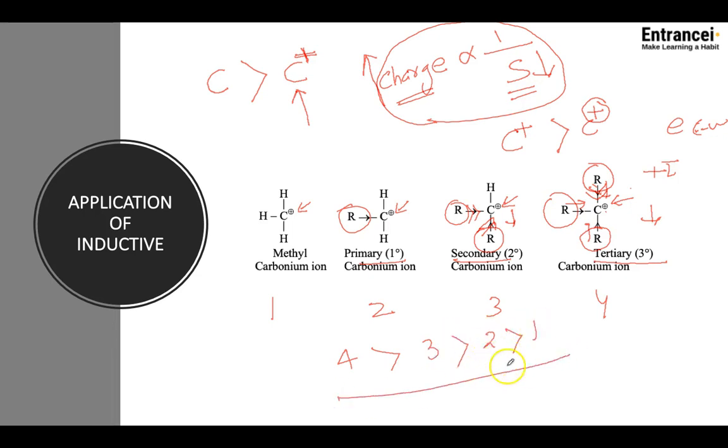Why? Because charge, as I have written, is inversely proportional to stability. So, highest charge in the first position, because there is no alkyl group attached to the carbocation which donates electrons and decreases the positive charge. But in tertiary, there are three alkyl groups which donate electrons to this positive charge, and the positive charge decreases. Due to this reason, tertiary carbocations are more stable.